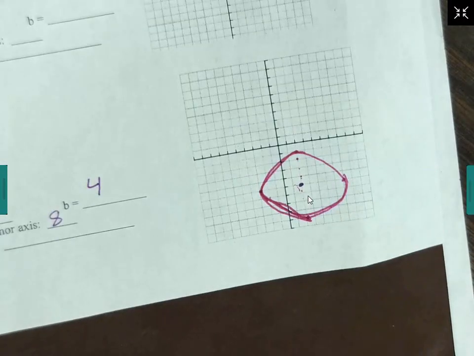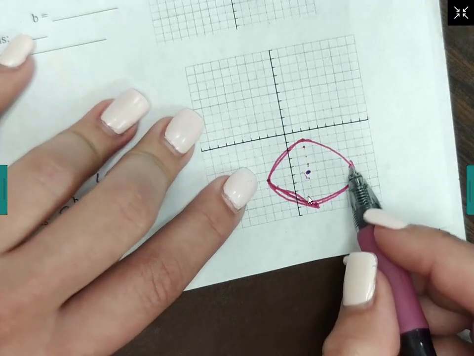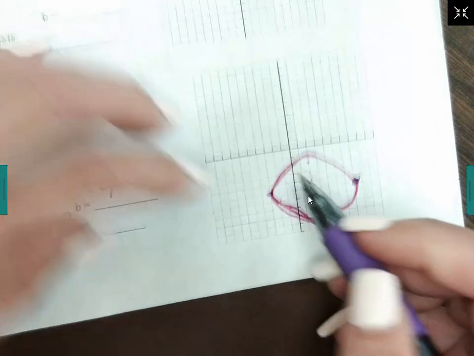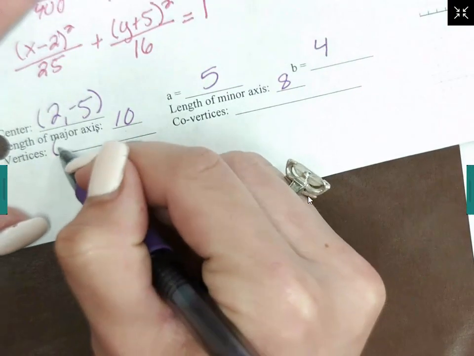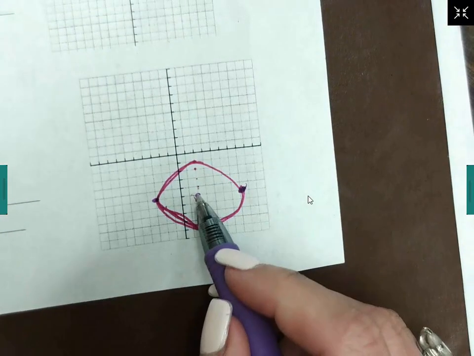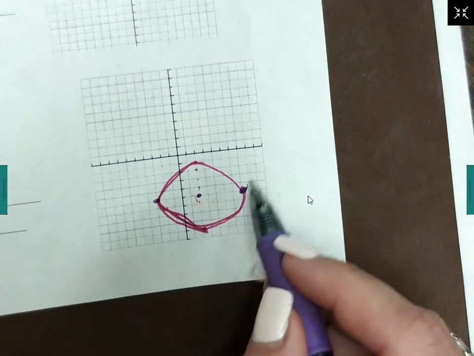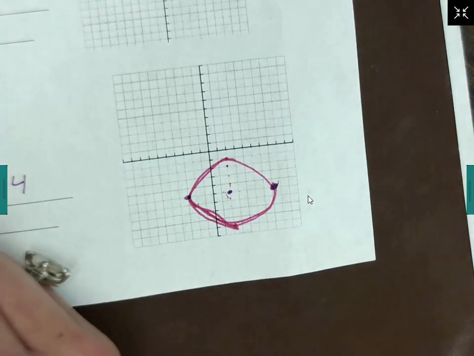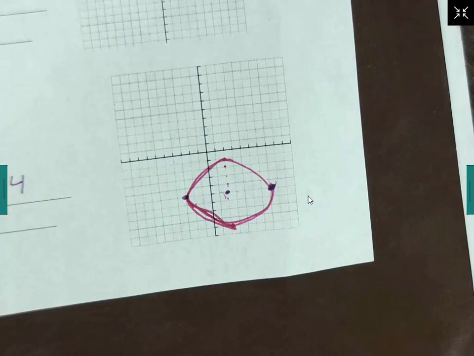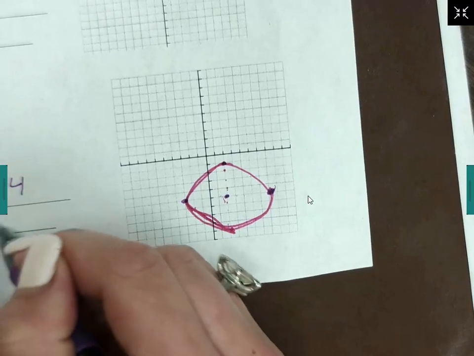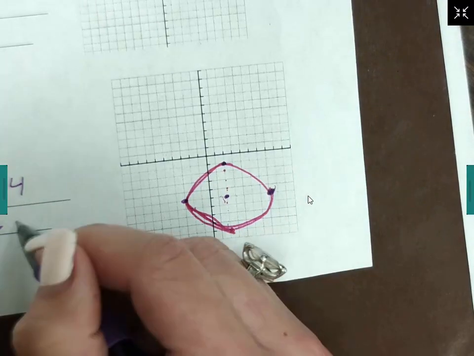Okay? So the vertices are the vertices of the major axis, which is the horizontal one. So the vertices are these 2 points right here, which would be (-3, -5), and this other point, which is 1, 2, 3, 4, 5, 6, 7, (7, -5). All right, and then the co-vertices are the 2 points right here and here. So that would be (2, -1) and (2, -9).